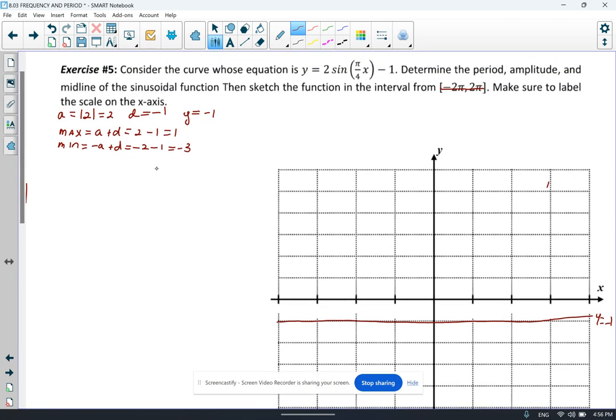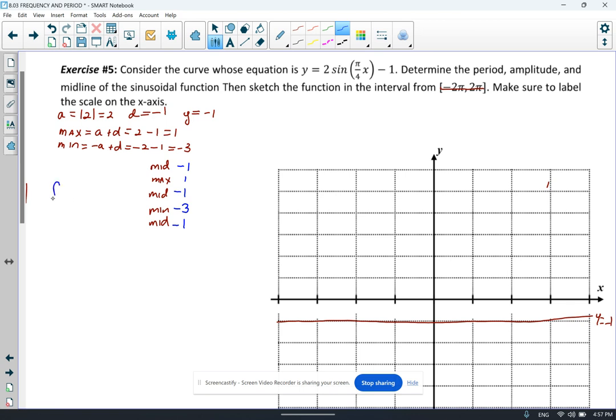What's the pattern for sine? It's midline, maximum, midline, minimum, midline. You're not flipping the graph over the x-axis, so that's the pattern for sine. You're starting at the midline. So the points that you're going to graph is the midline's negative 1, the maximum value of the graph is 1, back to the midline, back to the minimum value, and back to the midline.